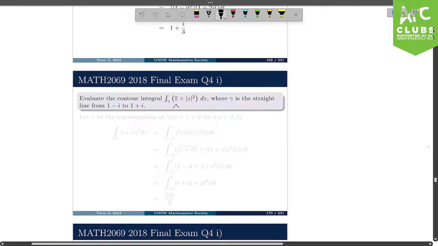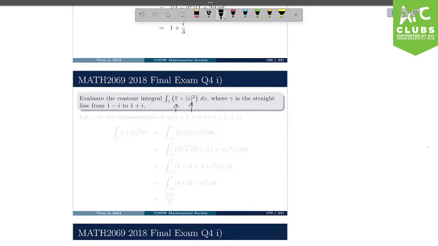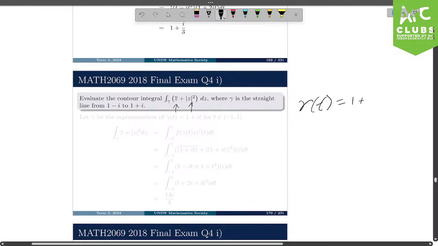We're looking at conjugate of z plus magnitude of z squared. And it's from 1 minus i to 1 plus i, a straight line. So, how are we going to call this? We're going to go ahead and say, okay, phi t is going to equal 1 plus, actually, there are a couple ways we could do this. We could go with t being from minus 1 to 1, or we could go with minus i, and then t be from 0 to 2. It doesn't really matter, it's just different ways we can think of it.